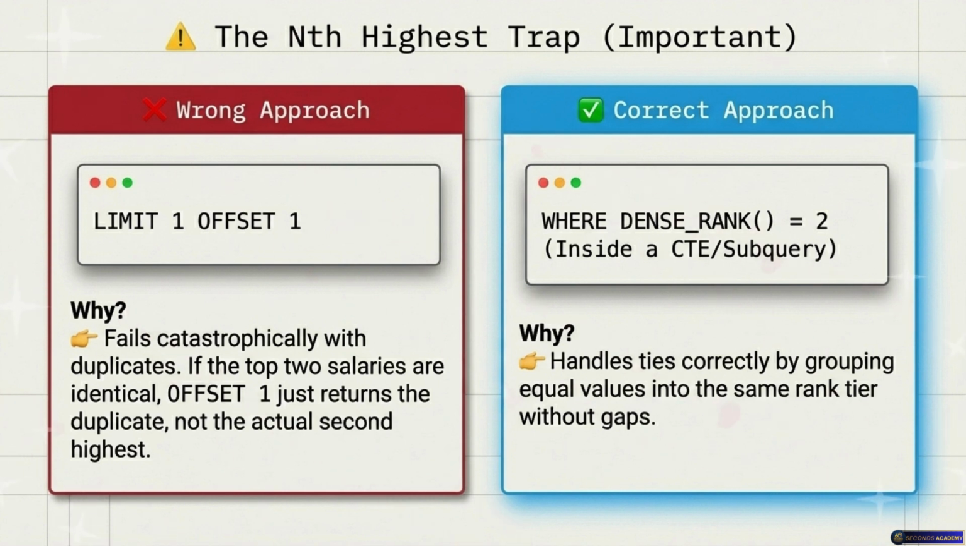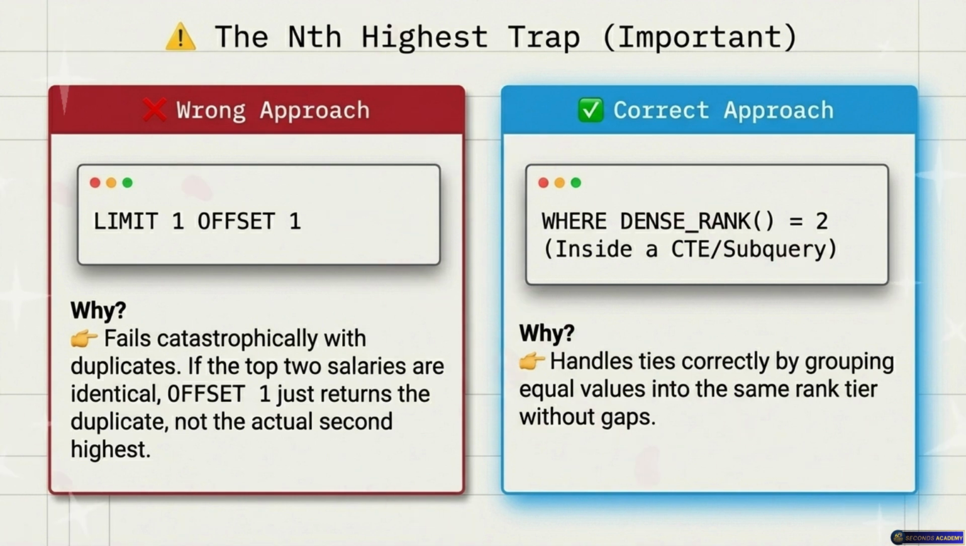OFFSET 1 skips Neha entirely. LIMIT 1 grabs John. The query outputs 70K and claims it is the second highest salary. Which is mathematically false. 70K is the highest salary. The true second highest salary is Amit at 50K. Wow. So the LIMIT and OFFSET architecture fundamentally breaks down the moment the data contains identical values.